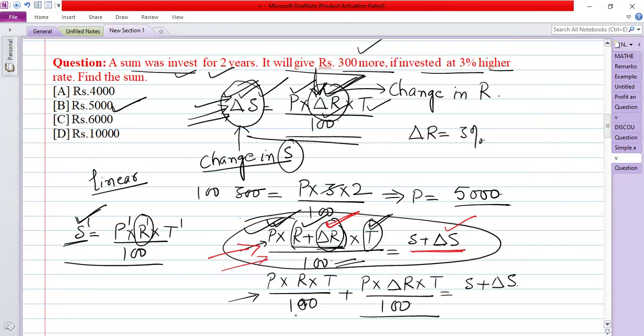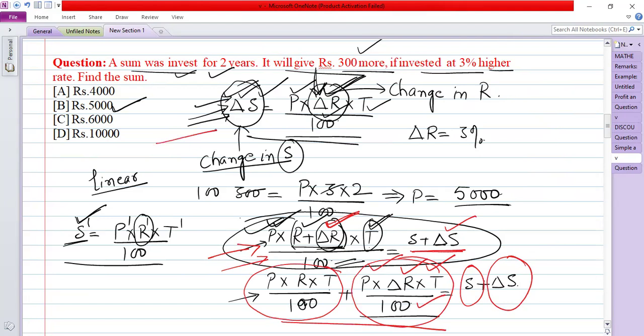So from here we get this. Now this P into R into T by 100 is nothing but S. So what must this thing be? P into delta R into T divided by 100 must be delta S. And this formula I had used here.